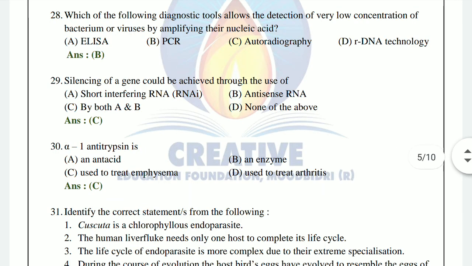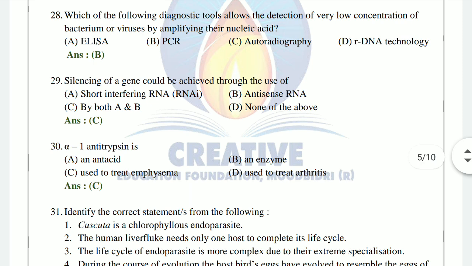Which of the following diagnostic tools allows the detection of very low concentration of bacterium or virus by amplifying their nucleic acid? Correct option is option B, that is PCR. Silencing of gene could be achieved through the use of option C, both A and B. Question 30. Alpha 1 antitrypsin is used in the treatment of emphysema.